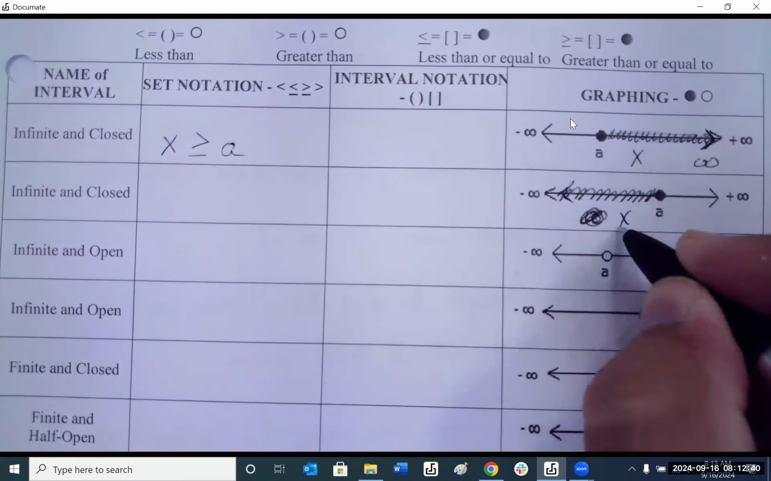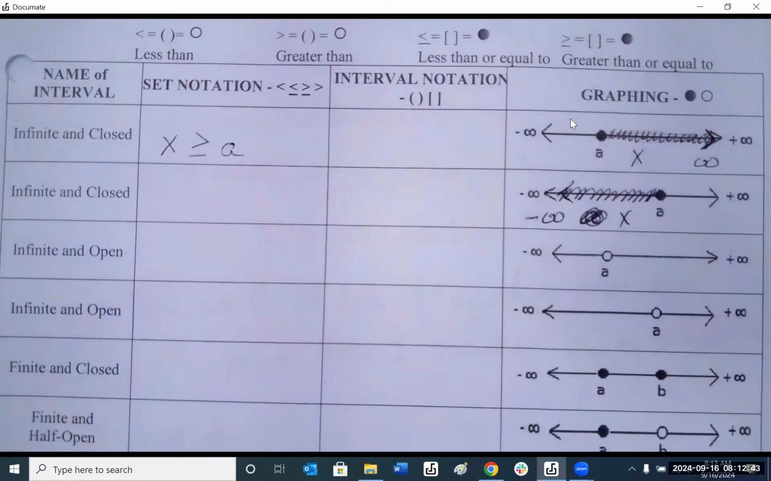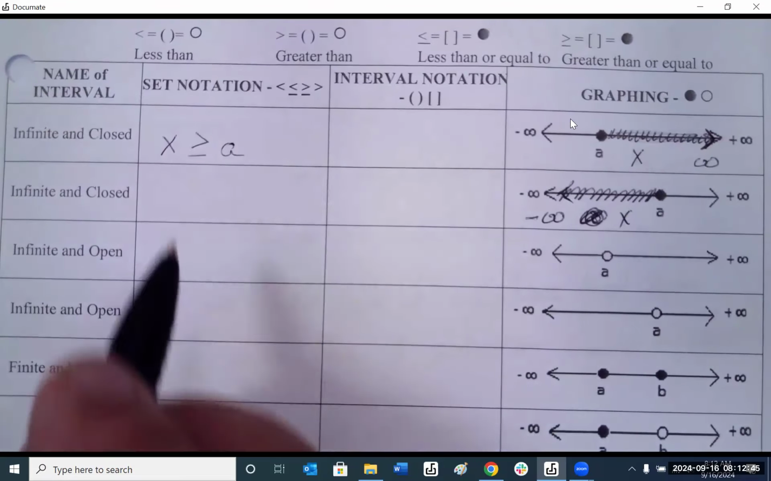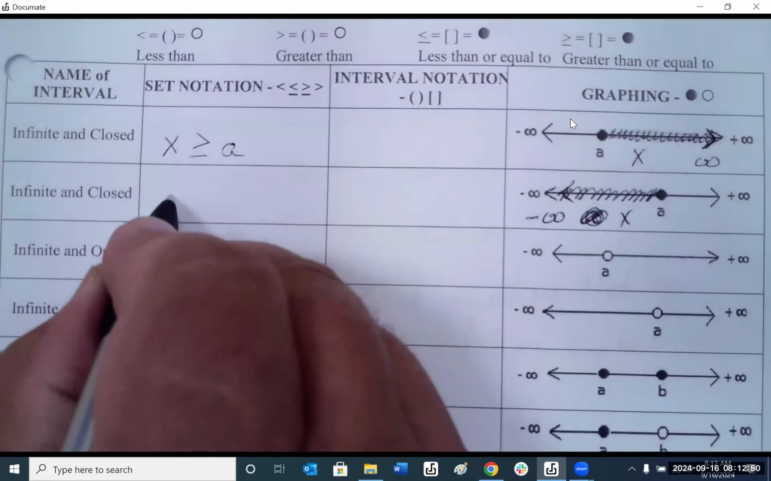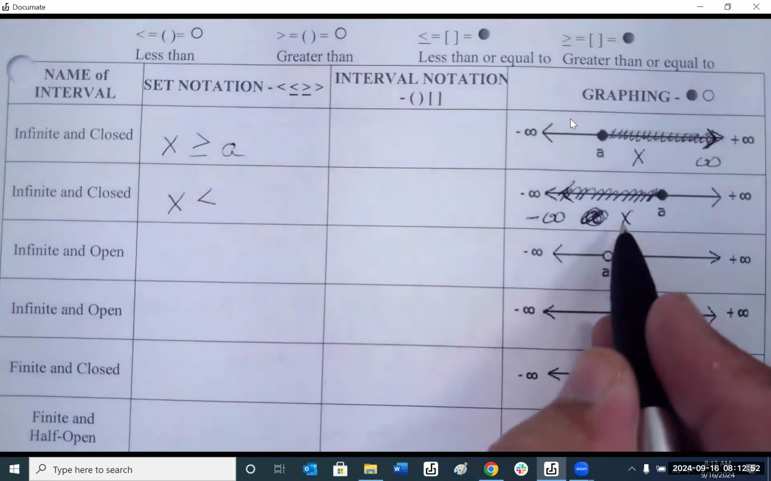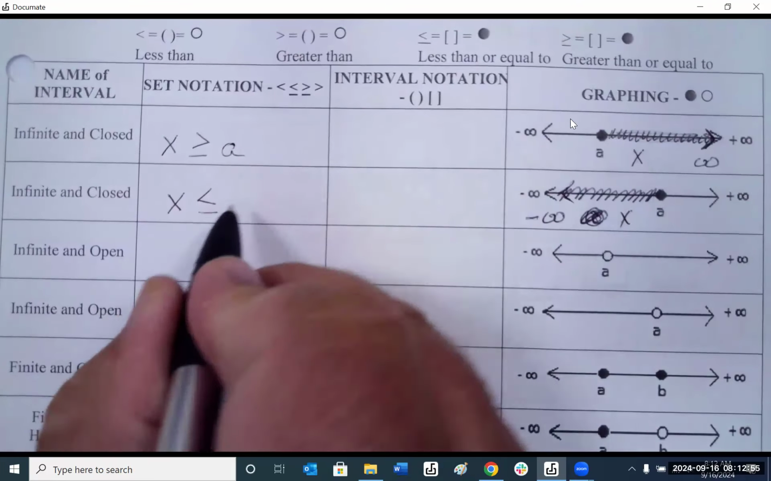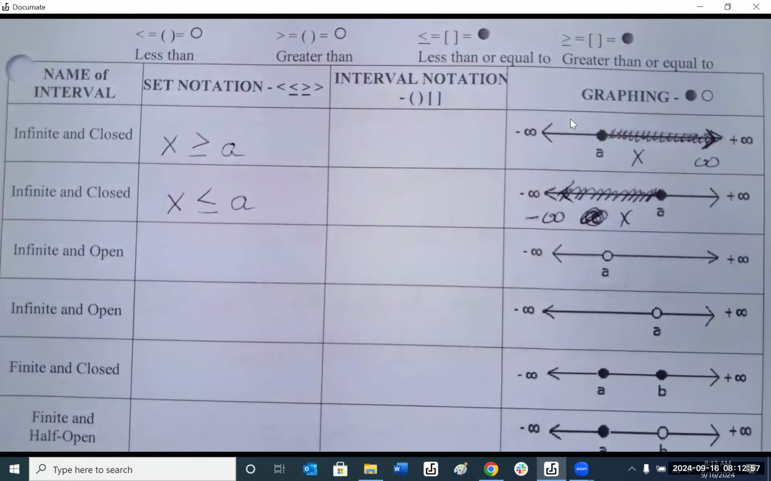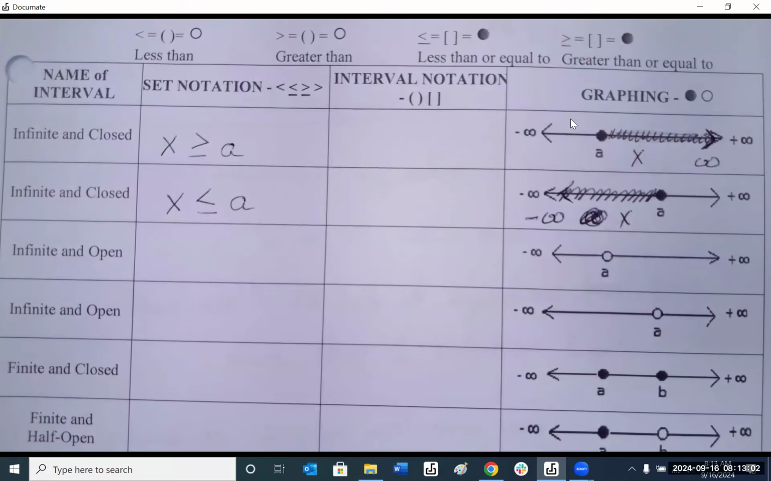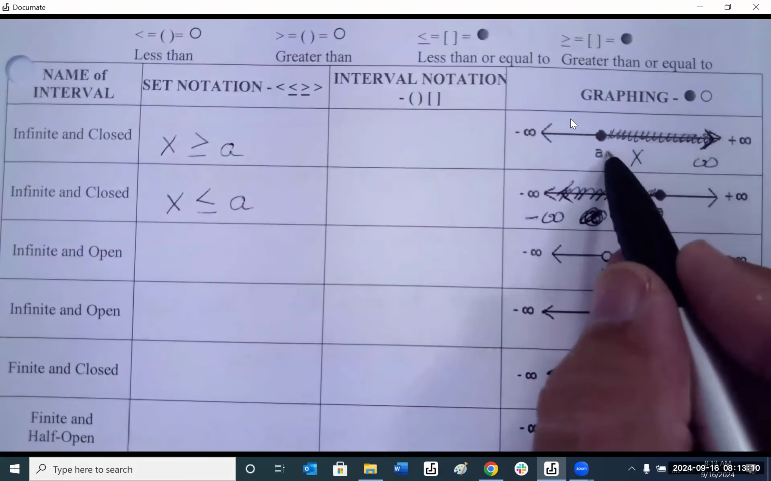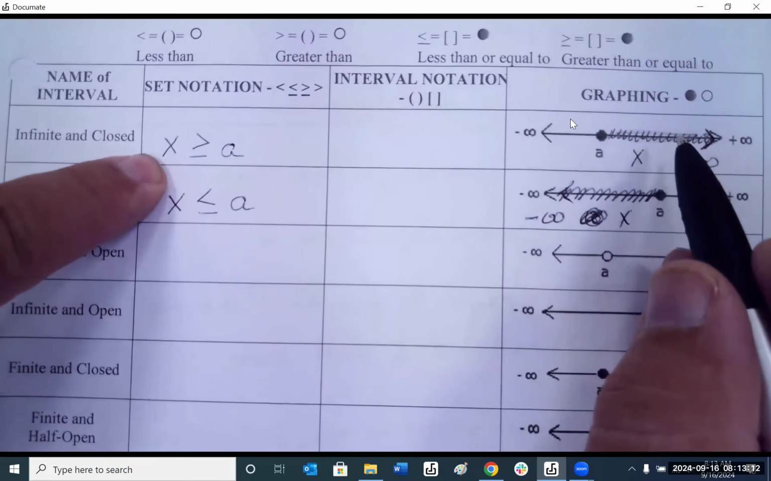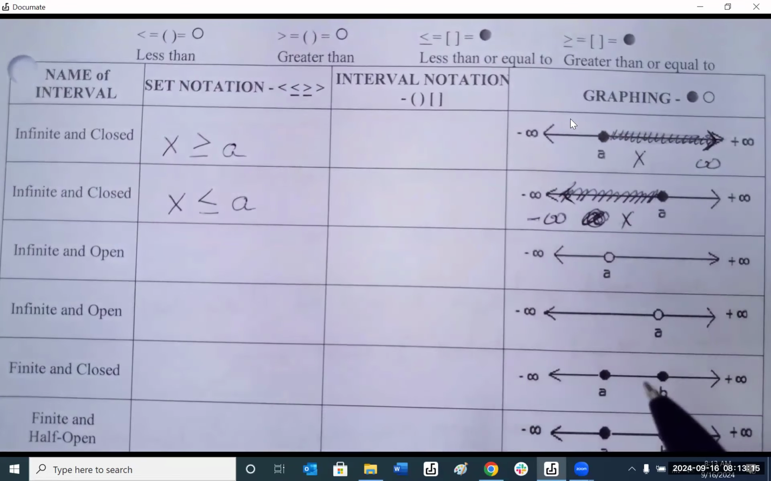That's the x, and it goes to negative infinity. So how do we write this one? Where is x? X is less than, since it's solid, or equal to A. So that's how we represent the set notation. We look at the graph and see what's shaded, and that's the x. Is it to the right? If it's to the right, it's greater than. If it's to the left, it's less than.